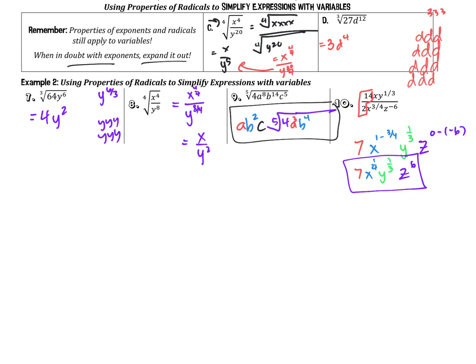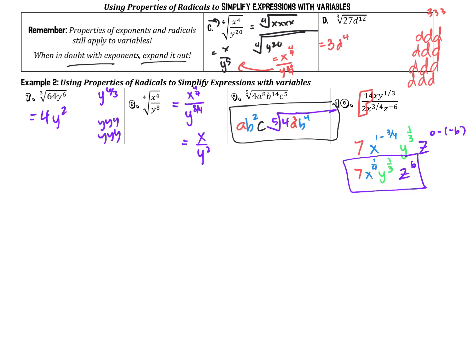One thing I want to point out is if the problem starts with radicals, your final answer should have radicals, if we're making a decision between radicals and rational exponents. On number 10, our initial problem started with rational exponents, so our answer has rational exponents. On number 9, our original problem was in terms of radicals, so our final answer is still in terms of radicals.